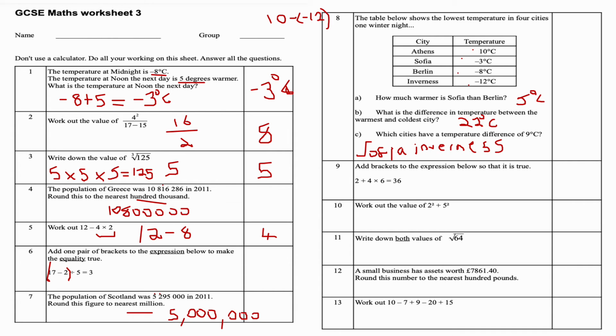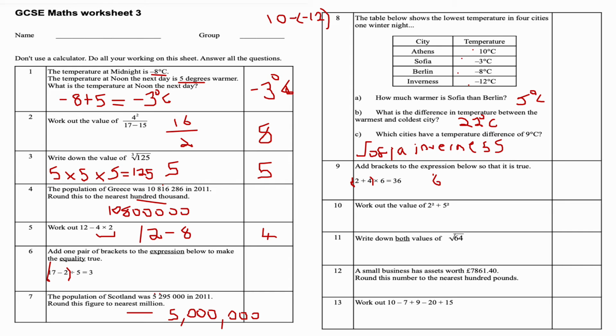Okay, this is question number 9. Add brackets to the expression so that it's true. Okay, so the expression below, so it's true. So again, it's using BIDMAS. Okay, so if I look here, if I do 2 plus 4, that's 6. 6 times 6 is 36.